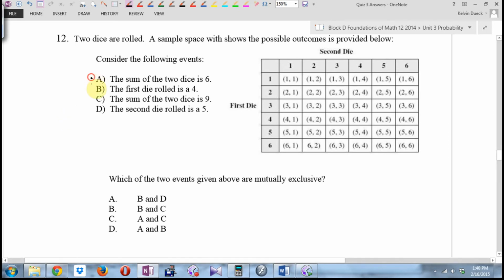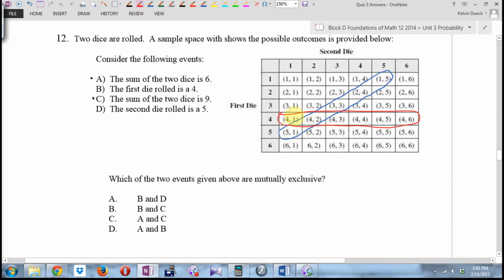Well, definitely those two. You can't add to 6 and add to 9. Now, if you can't do it in two, maybe there's more, but I think the answer is C. If you can't see it that way, you could always circle on your sample space. The sum of the two dice is 6. That is, Mackenzie, this section right here. The first die is a 4. That's, hey, is there some overlap there? So they're not mutually exclusive.